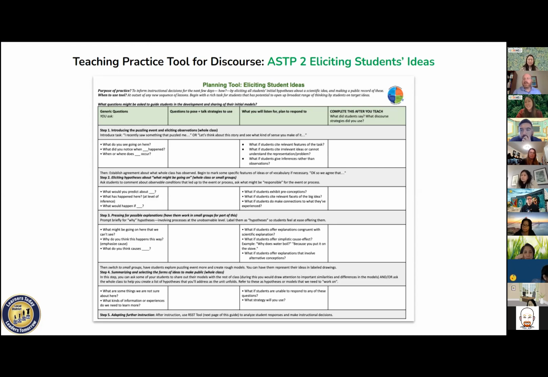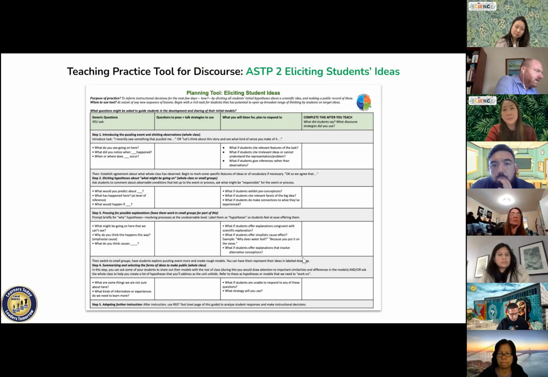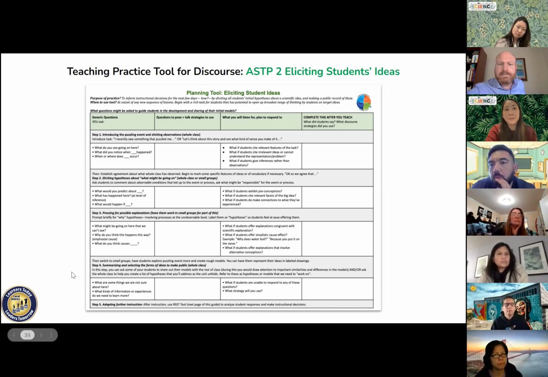So Young's just placed a link into the chat. This is a tool for discourse around this ambitious science teaching practice number 2. It's editable. It's how to plan for eliciting student ideas. It has steps on page, that's 2 pages. So just take a second to look at these steps. The steps are in gray. Step 1, step 2, step 3, step 4, step 5. So take a second to look at those.